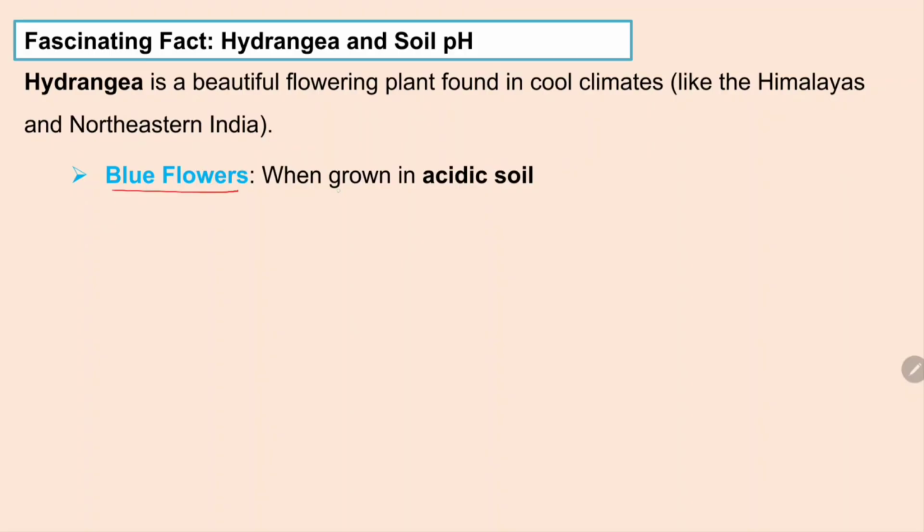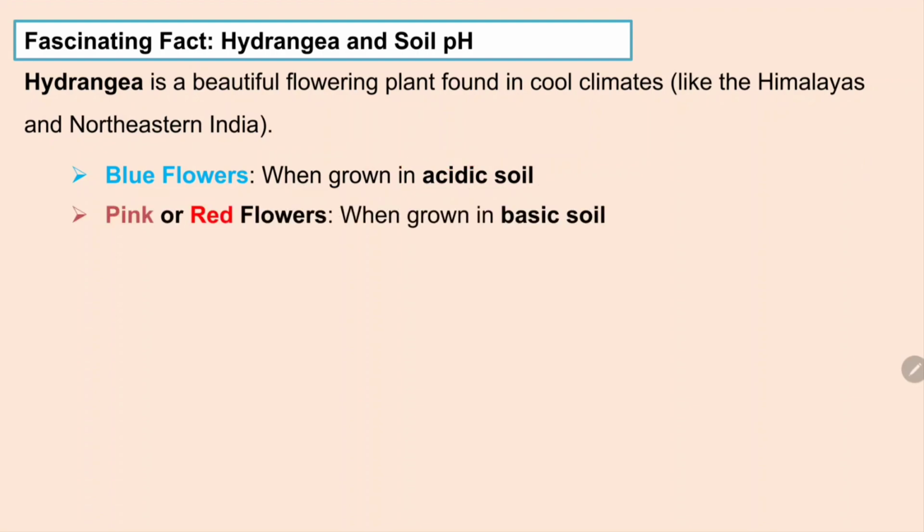So the blue flower grows in acidic soil. This is why it is told as a fascinating fact. When the color of the flower is blue, that means the soil is acidic. And if you want a pink flower, you need to plant them in basic soil, that is, pink or red flowers are produced when grown in basic soil.